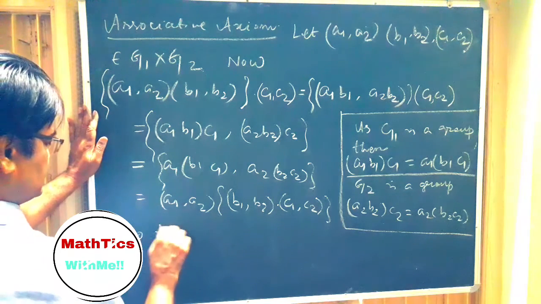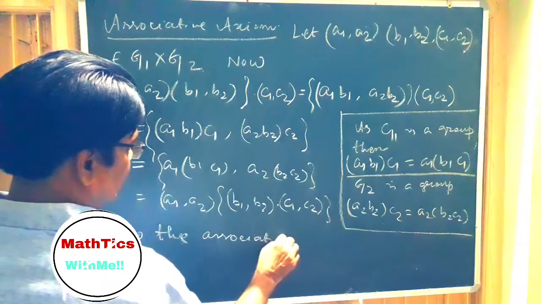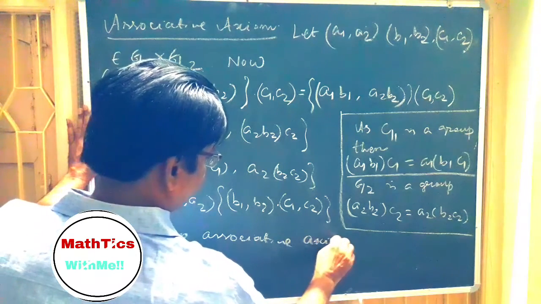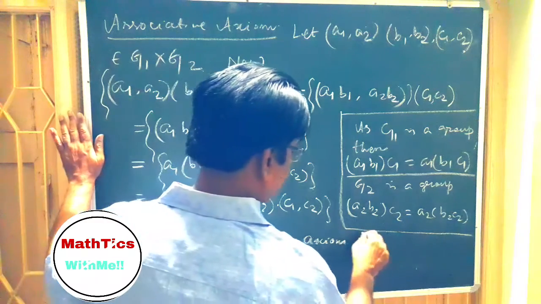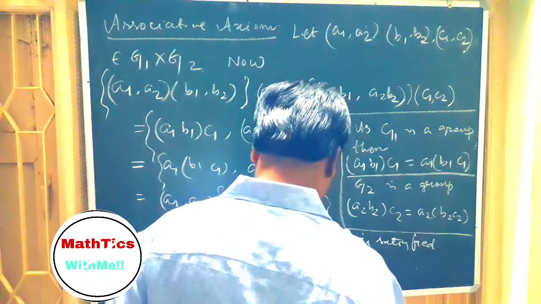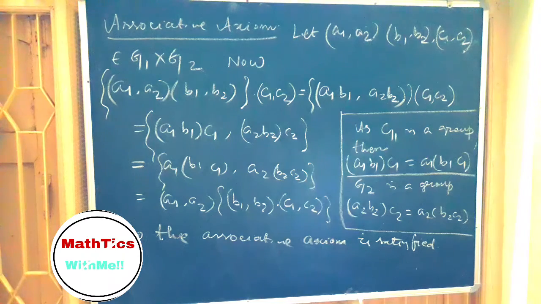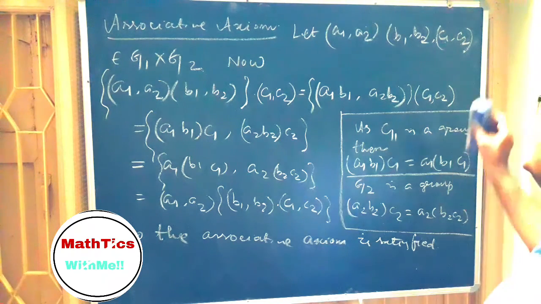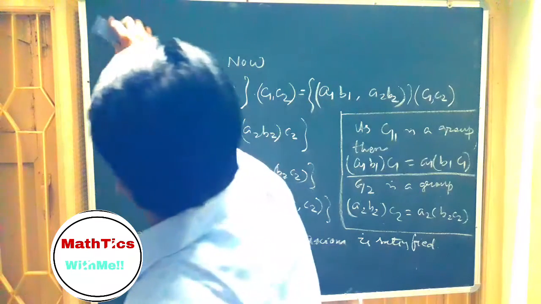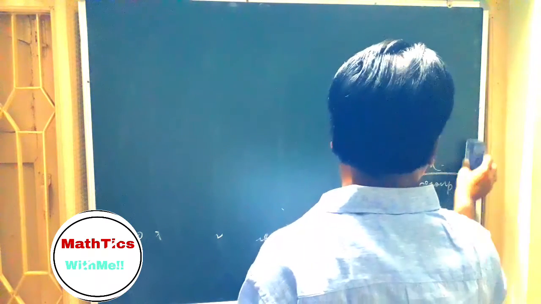So the associative property is satisfied by the elements of G1 cross G2. Let us proceed to prove the next, the identity property.